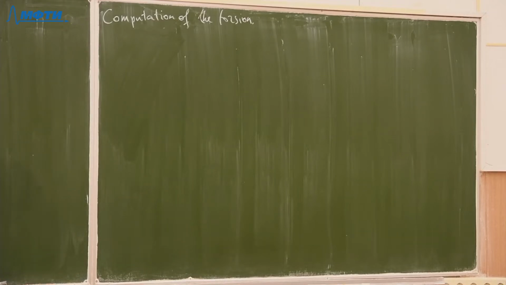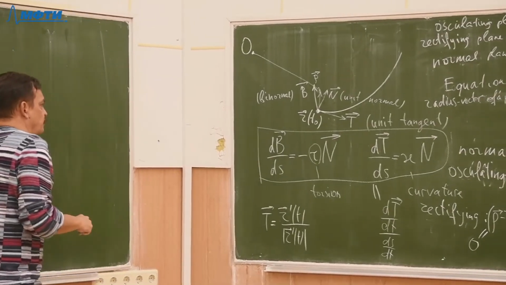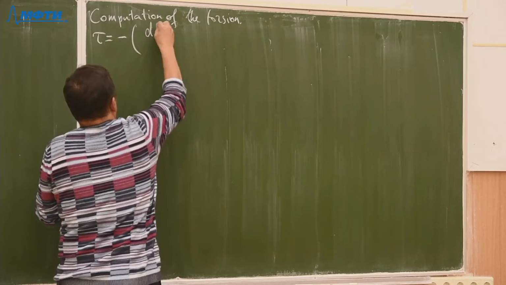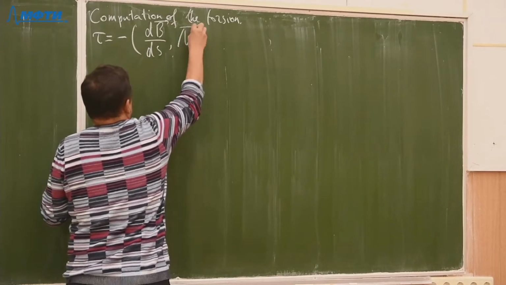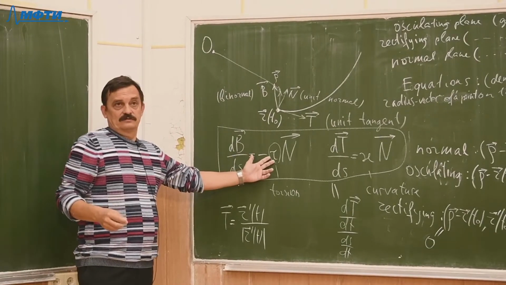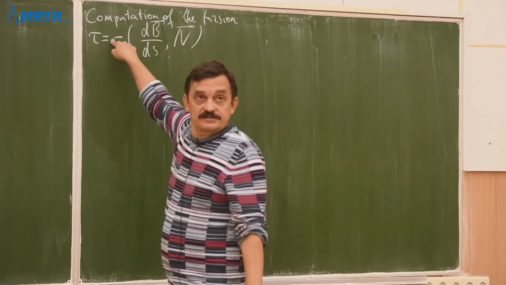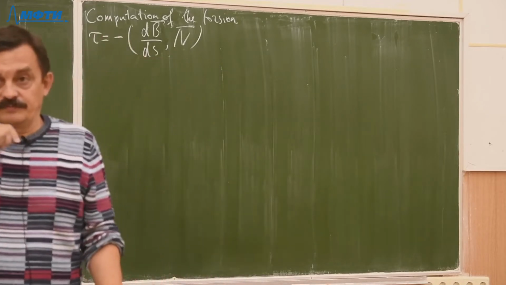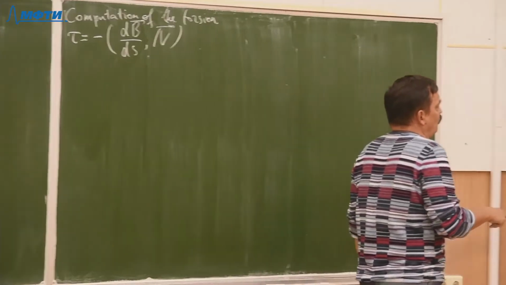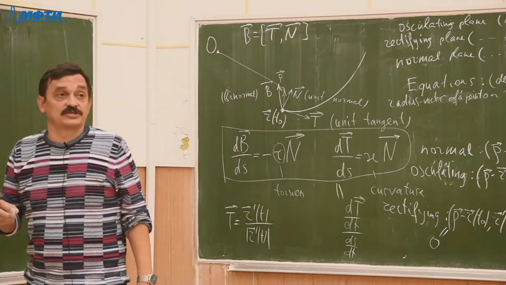Look, how may we compute this torsion? If we look at this expression, then we can write torsion equals minus the scalar product dB over ds times N. Why? Because if you substitute, N is a vector of unit length, minus torsion times N, minus cancelled, torsion remains. So that is how to compute. Okay, then remember how binormal was defined. Binormal was defined as the vector product T times N. That was the definition of the binormal.